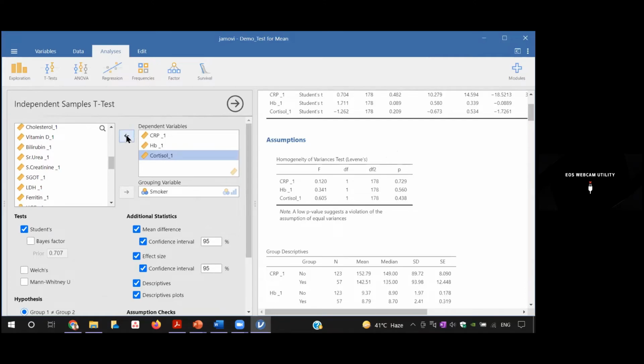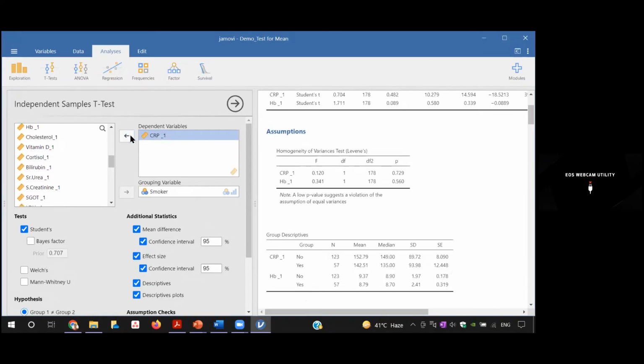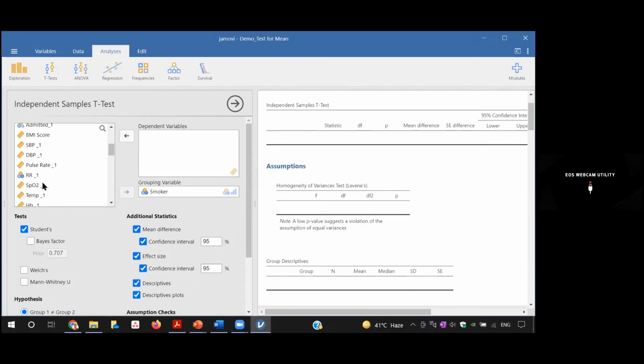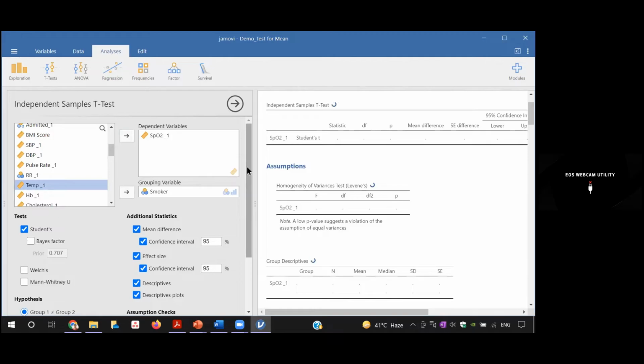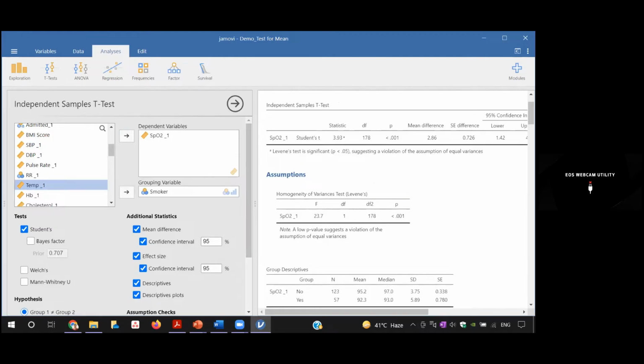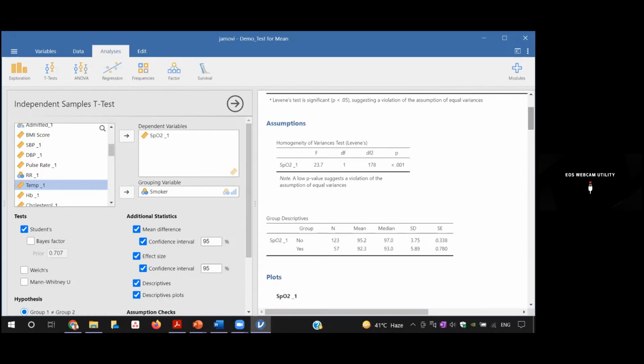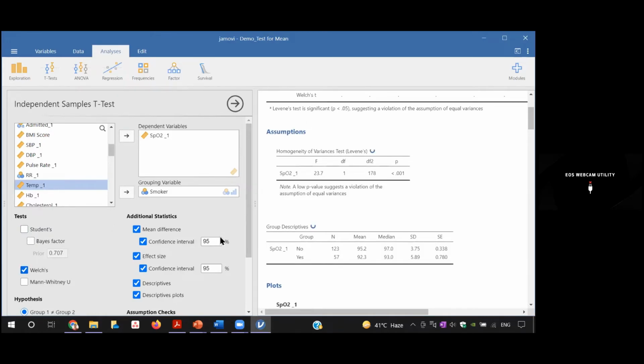I'm going again now. I will move these variables back to this window and now I'll do SpO2. So what was the problem with SpO2? Why could we not do the Student t-test? Because the homogeneity of variance was not there. So I'll go to this Welch and uncheck this.